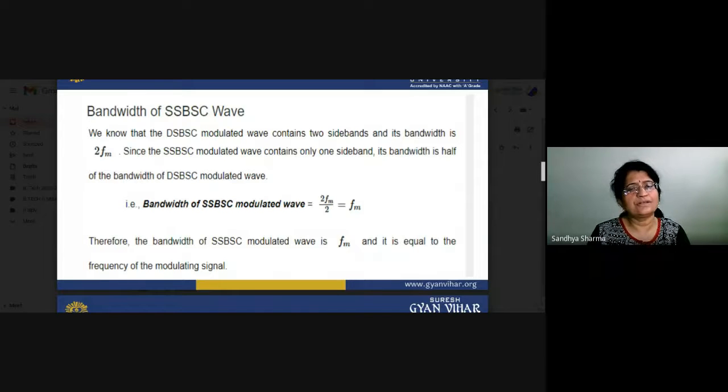Now we will discuss the bandwidth of the SSB-SC wave. As we have already discussed for the double sideband modulated wave, since there are two sidebands, the bandwidth of this amplitude modulated signal is 2 FM. When we completely remove one sideband, the bandwidth requirement will be half of the DSB-SC requirement. This is the advantage of our SSB-SC signal: all the information is transmitted using half the bandwidth, and this is a very important requirement of our communication system, that we have to optimize the bandwidth.